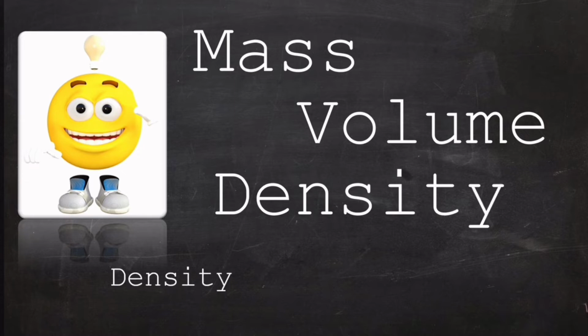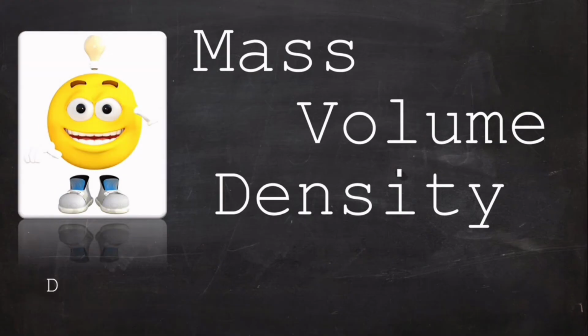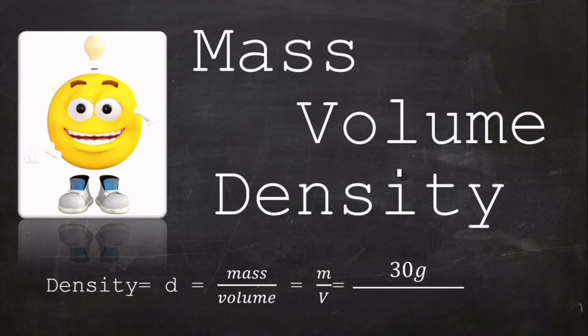The density is denoted by the letter D and is defined as the quotient of the mass of the material to the volume V it occupies. So, we need to divide the 30 grams by the volume of 11.25 cubic centimeters. The density of the object is therefore equal to 2.7.